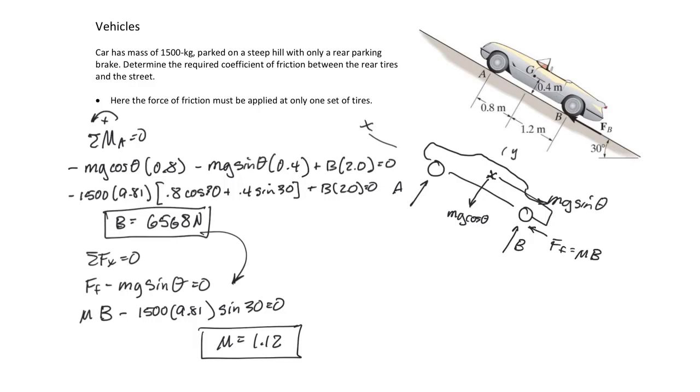Now you may ask, that's a pretty steep hill. You may also ask, is that a realistic coefficient of friction for a set of street tires? In general, the answer to that is no. Most street tires do not have that high of a coefficient of friction. So you may have trouble staying put if you park your car on a steep hill like that and just put on a parking brake. If you had both the front tires and the rear tires able to lock, then you might be able to make that. But just with rear tires, probably not.